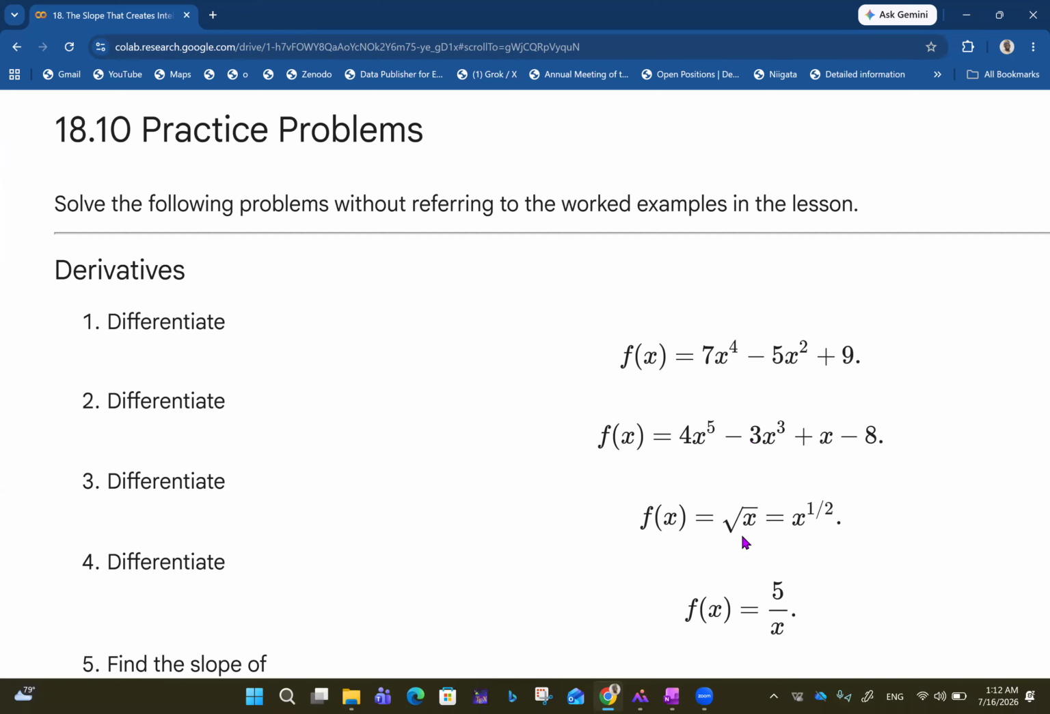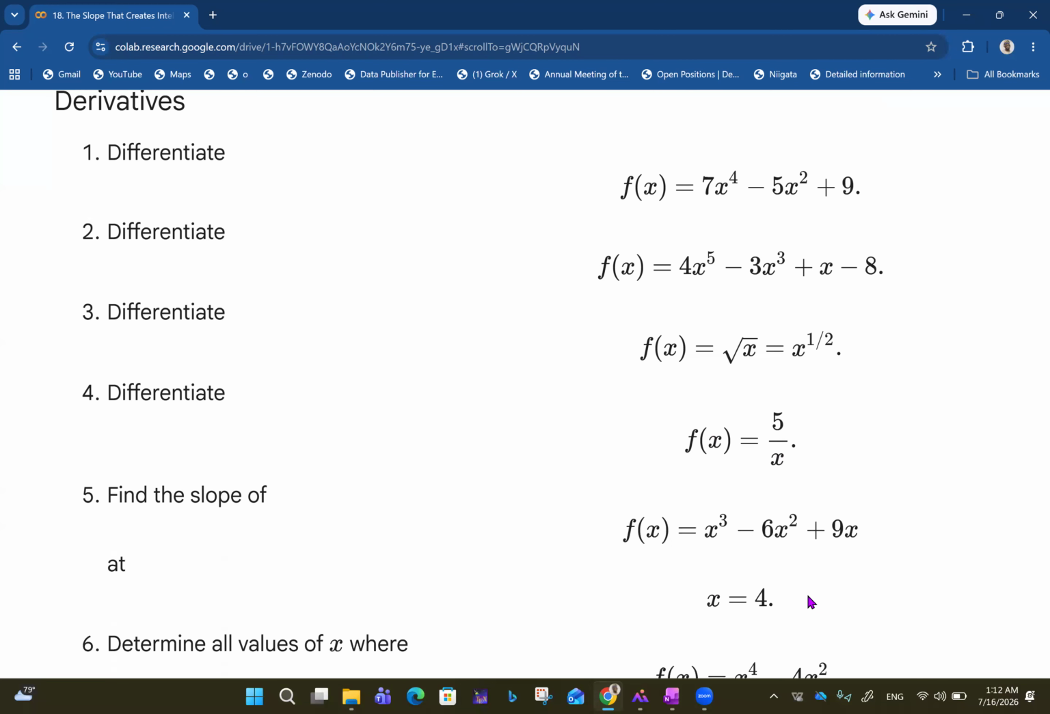Of course, this is the square root of x, which is x raised to half. That's half x raised to minus half. So that's 1 over 2 root x. So differentiate f of x equals 5 over x. That's 5x raised to minus 1, which is minus 5x raised to minus 2. That's minus 5 over x squared.